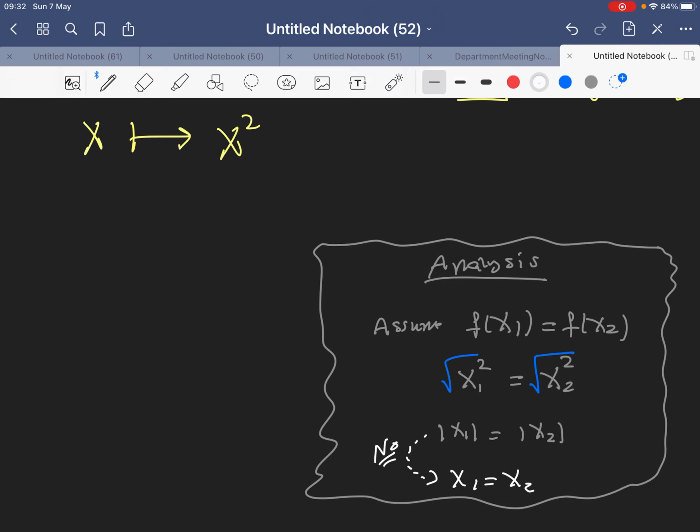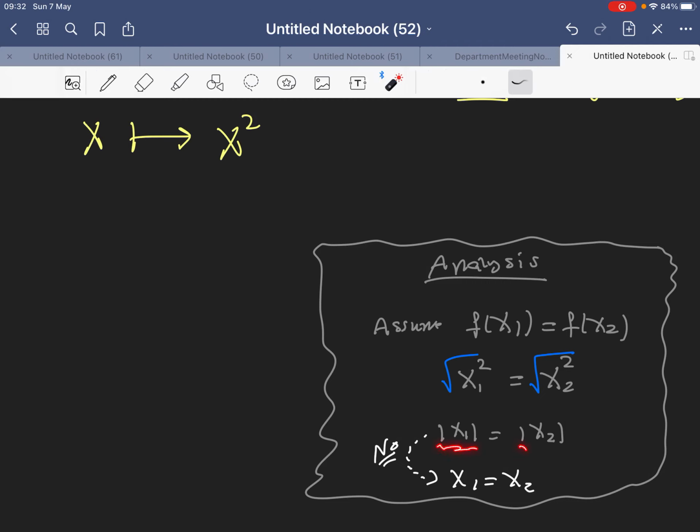I need to know if x1 is positive, I will write x1. If x2 is positive, it is x2. So this is correct if x1 is positive, x2 is positive, or both of them negative. Now, what happens if one of them is positive, one of them negative? Of course, you cannot say they are equal.